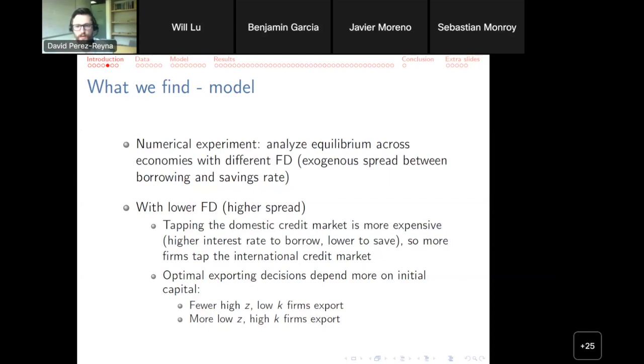On the opposite side, when we have low productivity firms that have high initial capital, these firms are going to be more likely to export. And the reason is because these firms are going to be saving less. So they're going to end up being bigger than in the counterfactual of being located in a more financially developed economy. And hence being bigger is going to imply that they're going to be more likely to export.